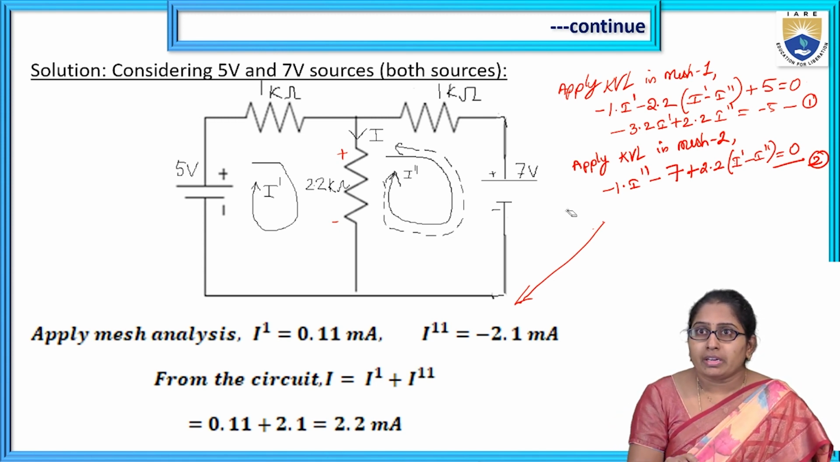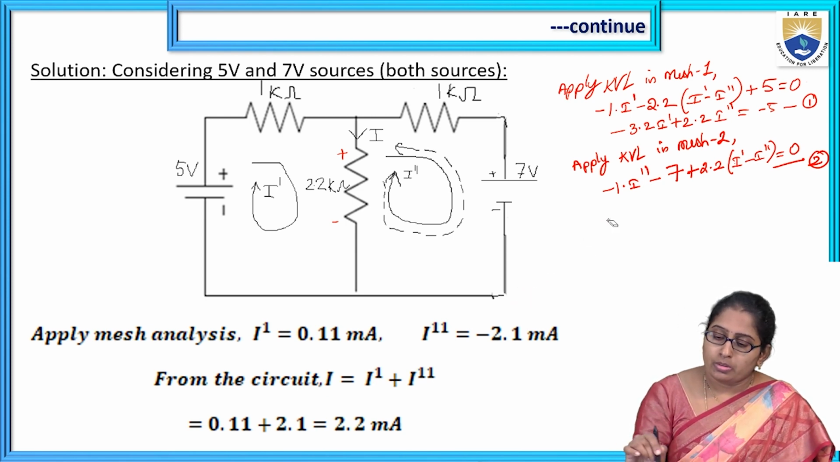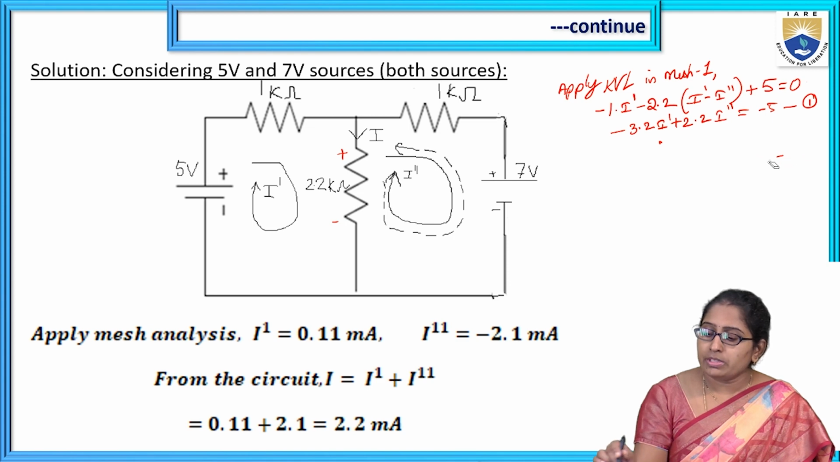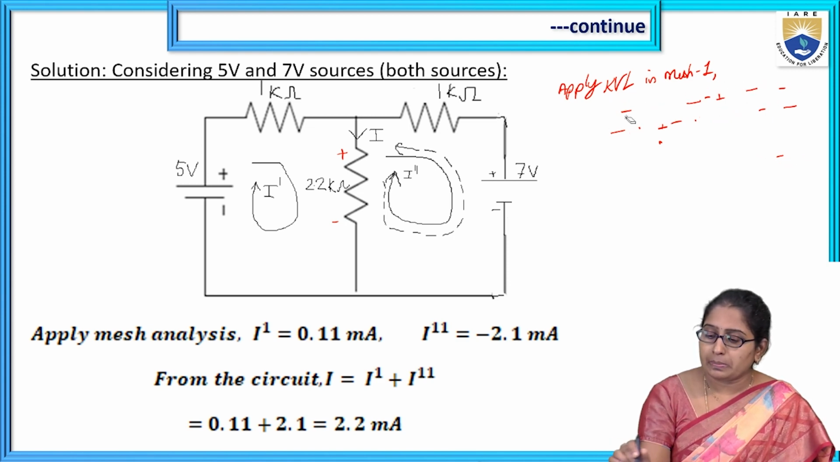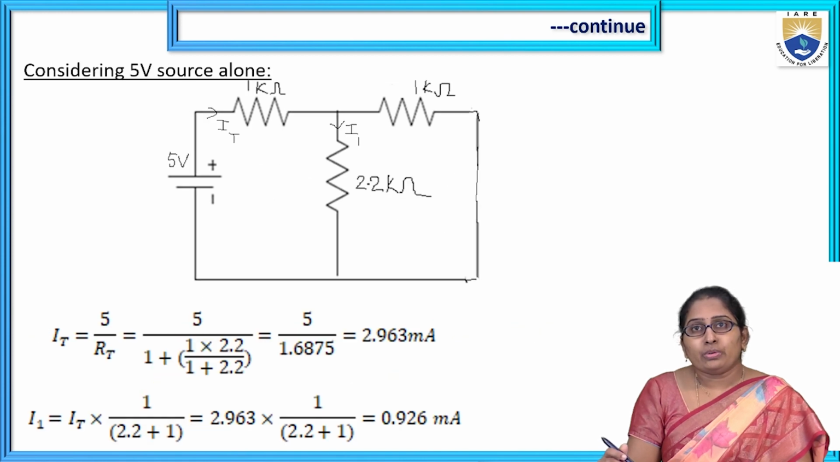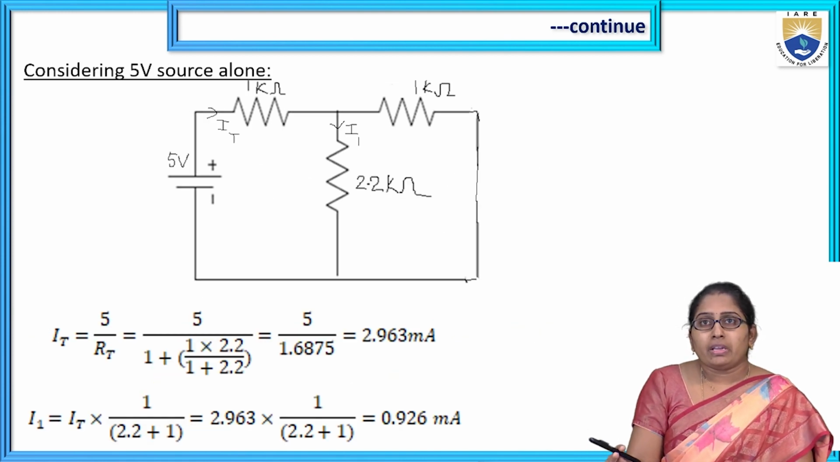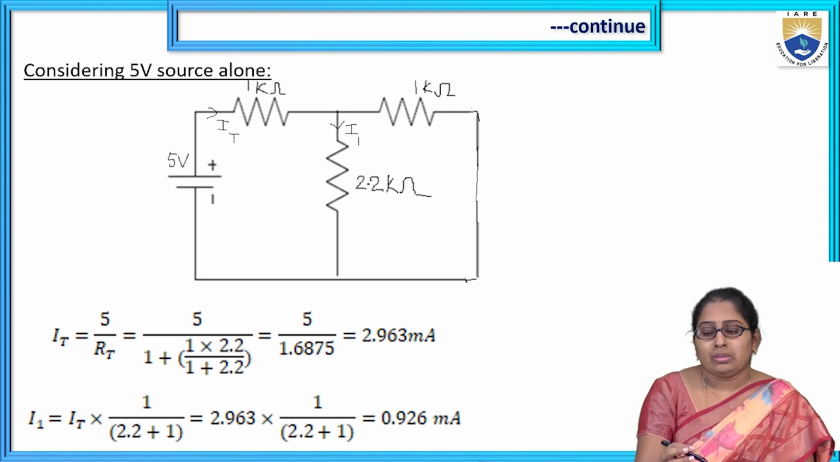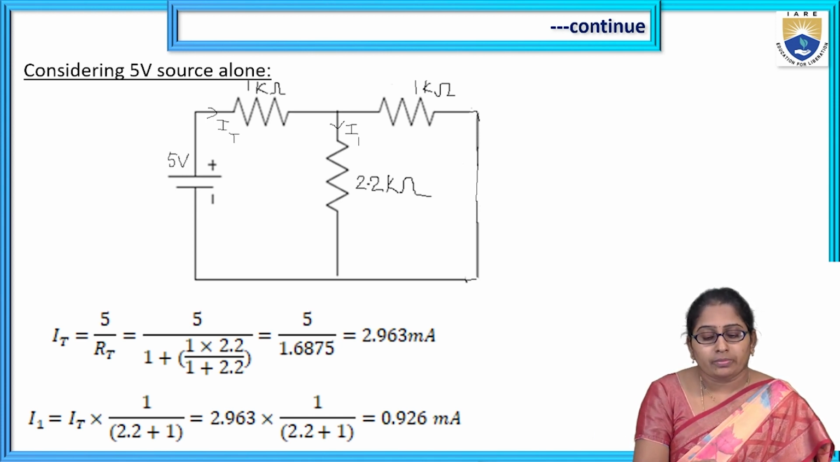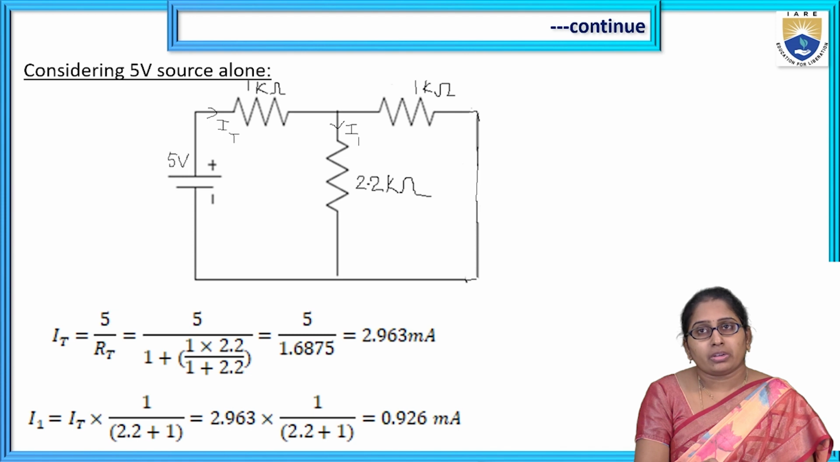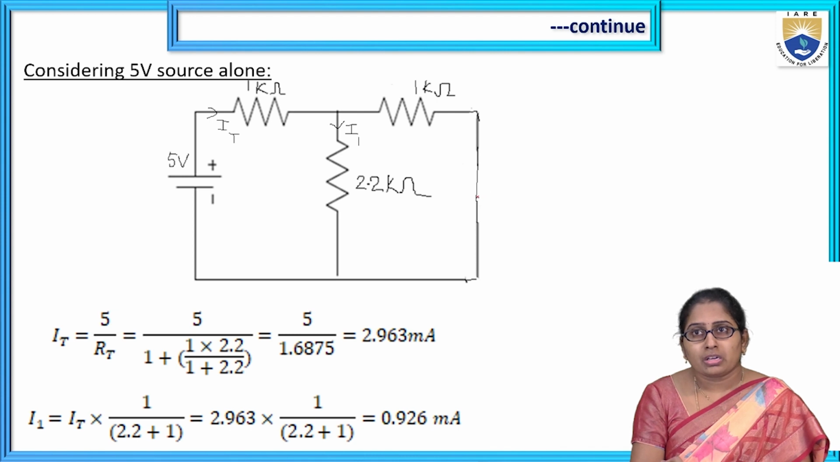Now find the response, that is the current in 2.2k, when individual sources are in operation. So first consider the 5 volt source alone. See the circuit: the 5 volt source with the circuit elements as given. Only we replace the 7 volt source, the other voltage source, with a short circuit.